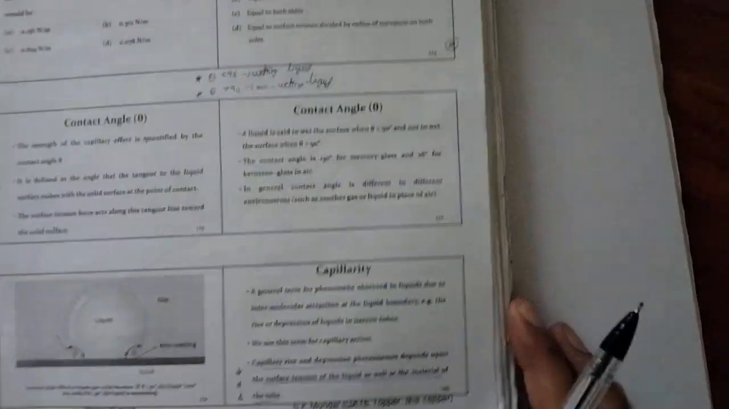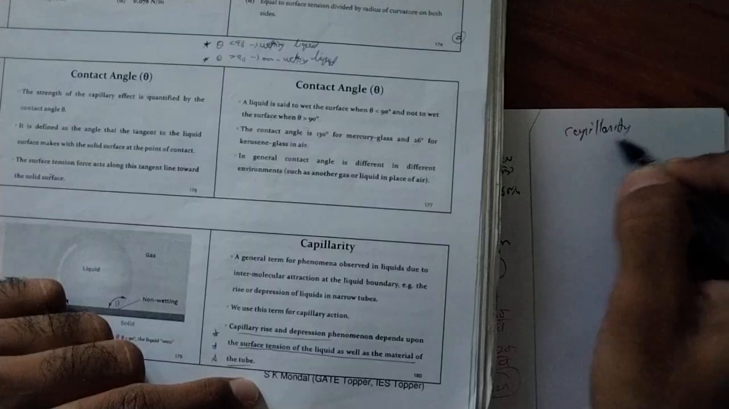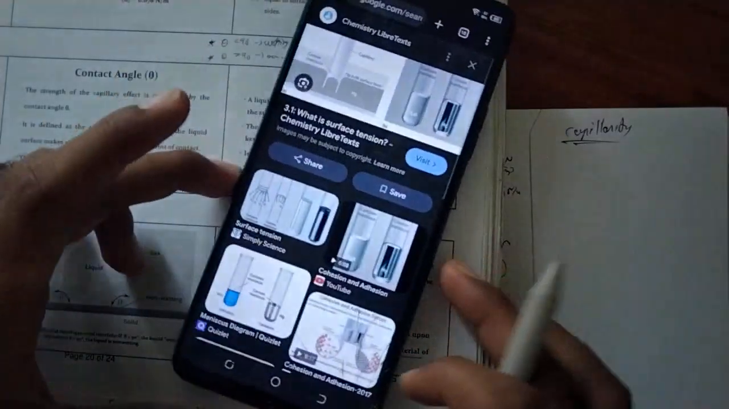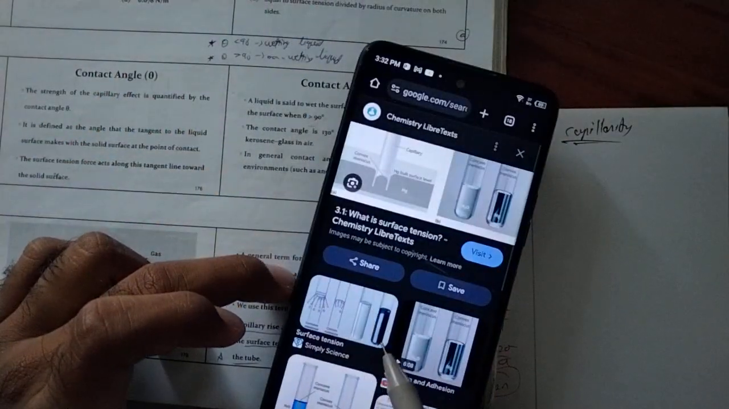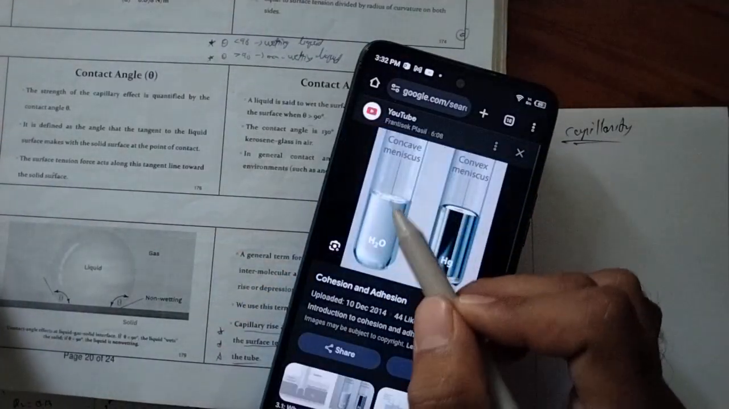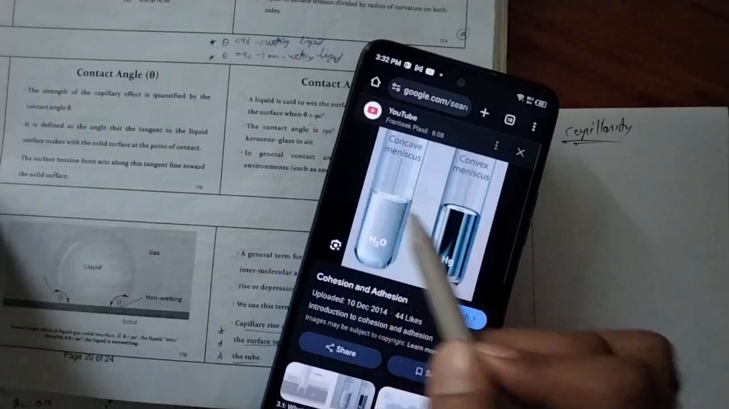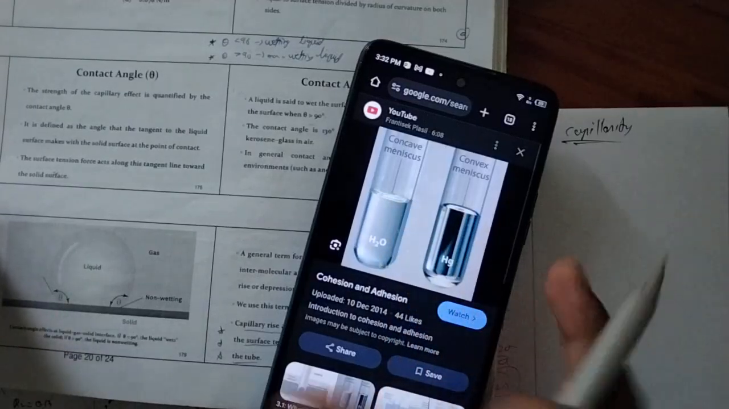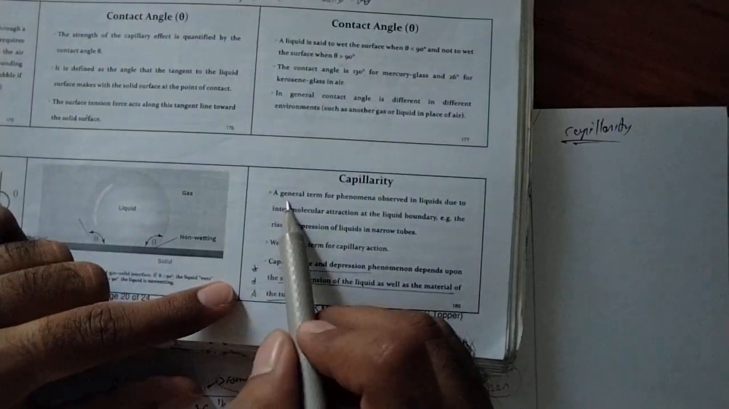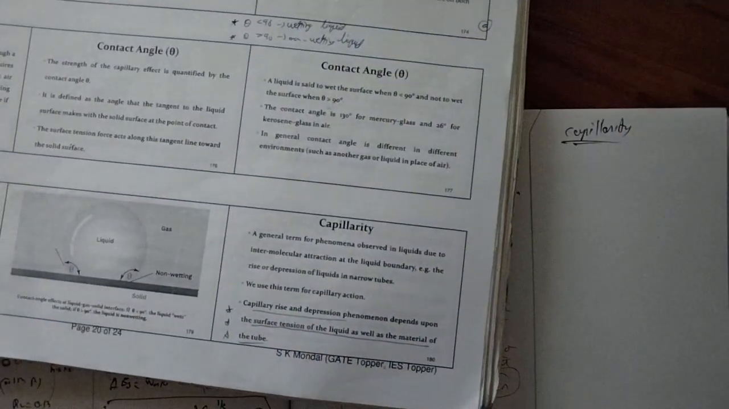Next we are going to see capillarity, C-A-P-I-L-L-A-R-I-T-Y. Capillarity means, you can see here guys, sometimes the fluid may rise, sometimes the fluid may decrease. It also depends on the capillarity. Here you can see the concave meniscus and the convex meniscus. Here it will be like this, and here it will be convex, a downward circle. This all occurs due to capillarity. Capillary rise is a general term for phenomena due to the intermolecular attraction of the liquid at the boundaries.